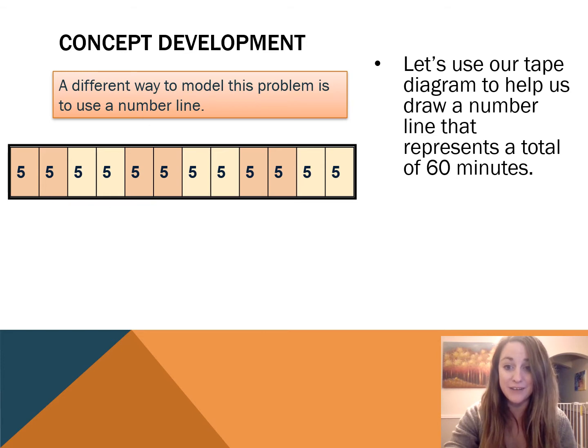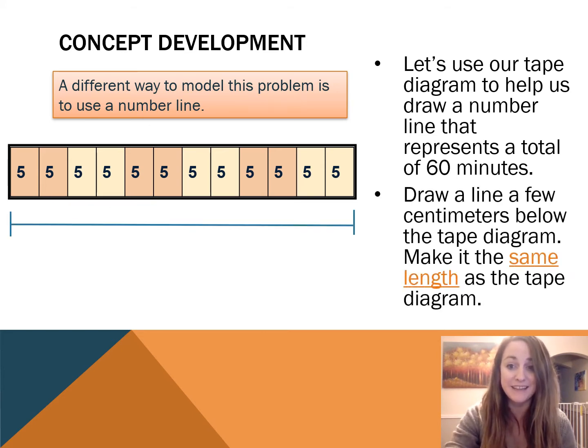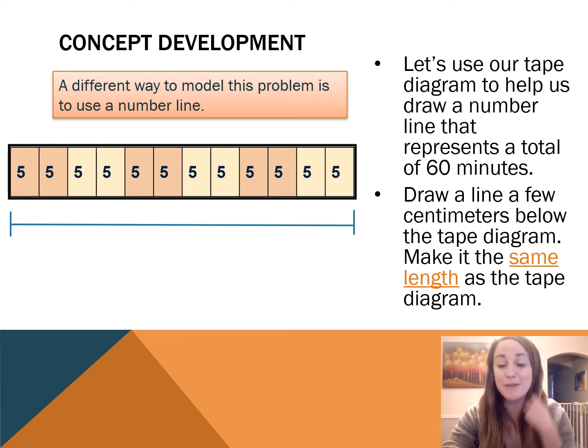Let's use our tape diagrams to help us draw a number line that represents a total of 60 minutes. Draw a line a few centimeters below the tape diagram and make it the same length as the tape diagram. You may use the rulers that were sent home, or you may eyeball it. But take a moment to pause the video if you need a moment to draw the tape diagram and the number line.